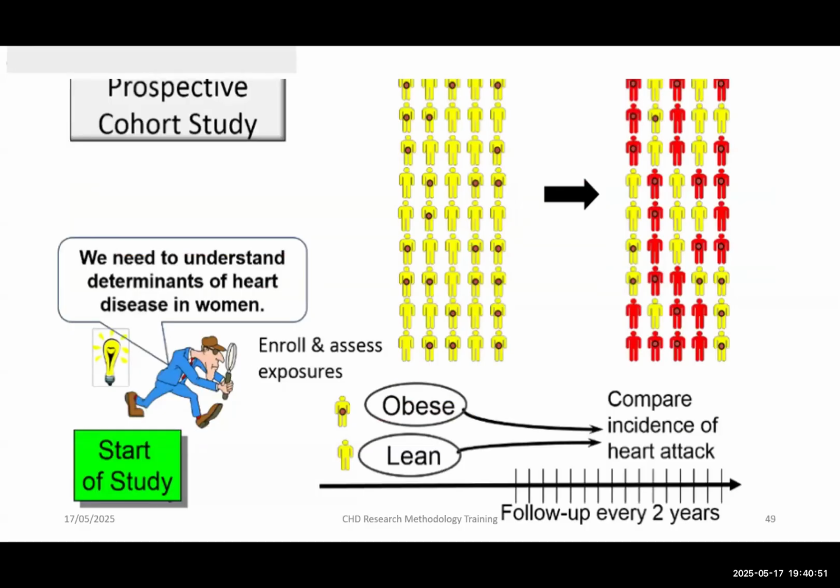So looking at this diagram, this is a prospective cohort. If you look at the start of the study, which is in green, I don't know why my pointer, okay, it's showing now. You can see the pointer.